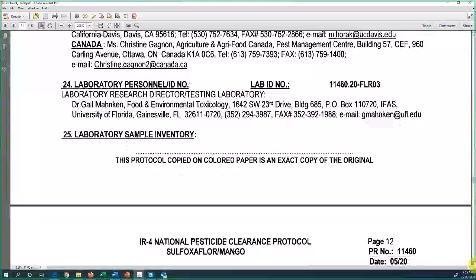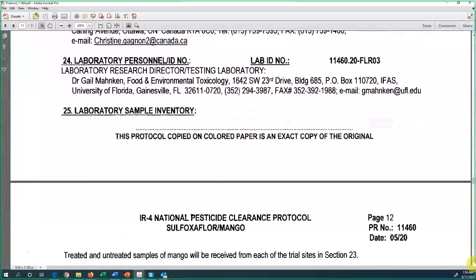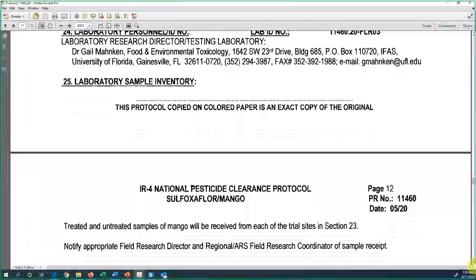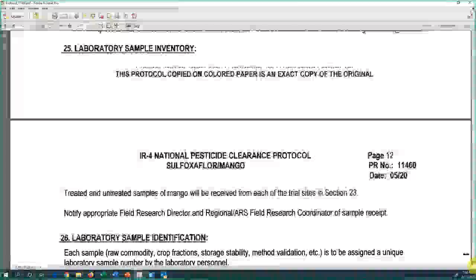We're talking about sample now. Sample is in the field. It's coming to the laboratory. The next thing is the sample inventory. What do you get from the field? What's the sample inventory? Okay.